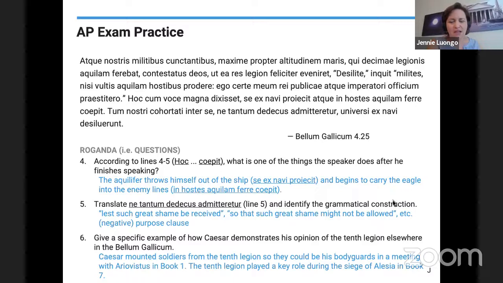And then the 10th Legion also played a key role during the siege of Alesia in Book 7, which is normally on the syllabus, but not this year.